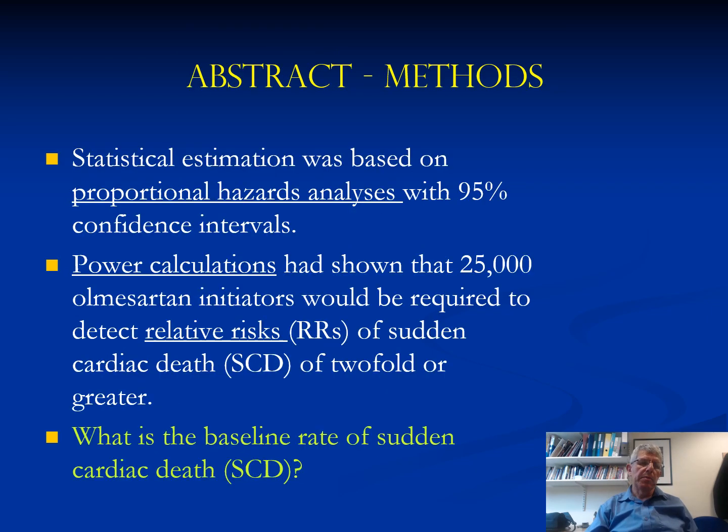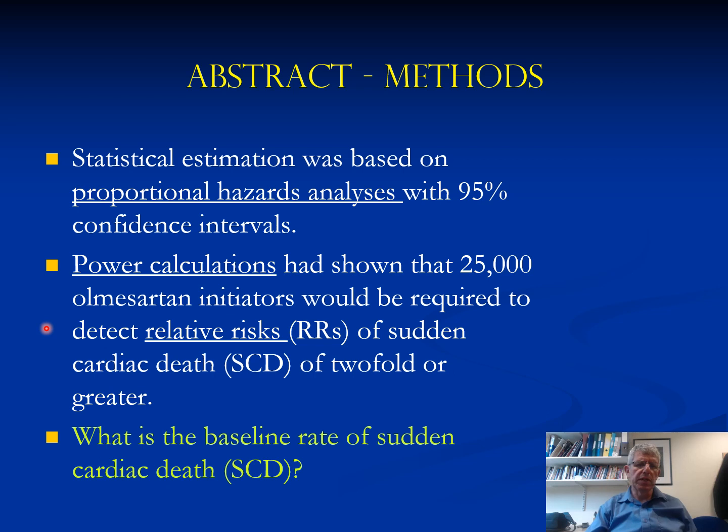Let's go back to the abstract again and read a little more from it. It says that statistical estimation was based on proportional hazards analysis with 95% confidence intervals, and that power calculations had shown that 25 olmesartan initiators would be required to detect relative risks of sudden cardiac death of twofold or greater. Again, these underlying concepts will be looked at in later slides.